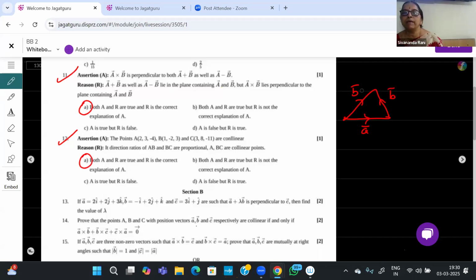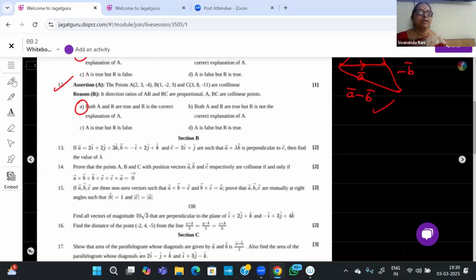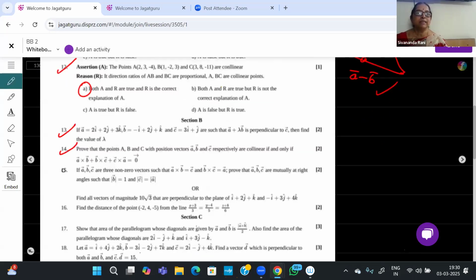Suppose A and B are here, A plus B will be here, right? Where will be A minus B? That will be here, right? So that means both these are in the same plane as that of A and B. Already we know that A cross B is perpendicular to A and B, so it must be perpendicular to A minus B as well as A plus B. Okay. So I think this is also easy. No, the direction ratios must be proportional. So can you try these?